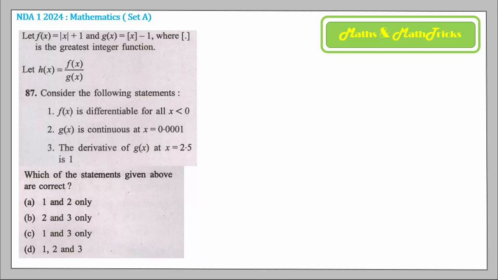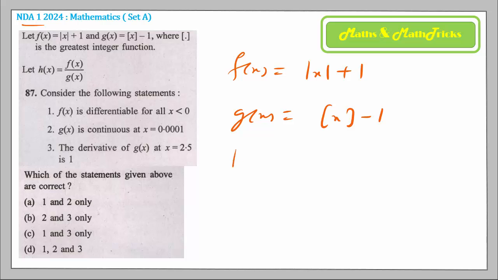Coming on to this question, which is again from NDA 1 2024. There you are given f of x, which is the mod of x plus 1 function, and there is a g of x which is box of x minus 1 function. Now they say there is also h of x. What is h of x? It's a ratio of these two.